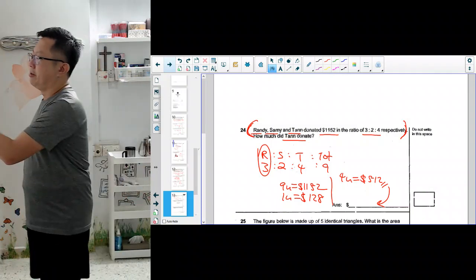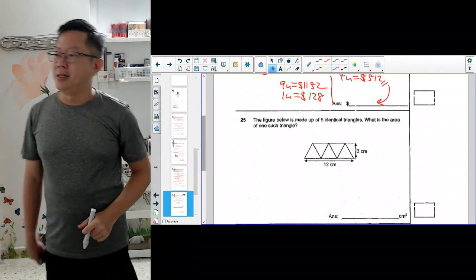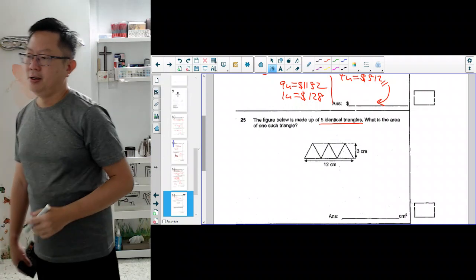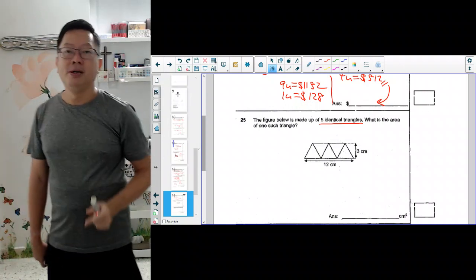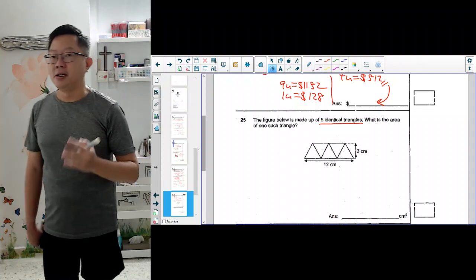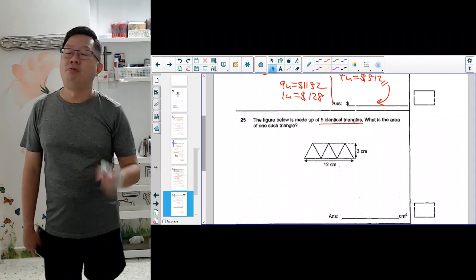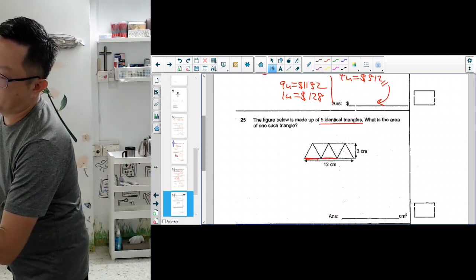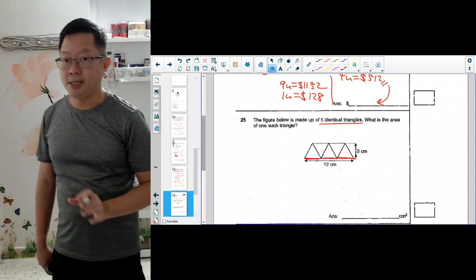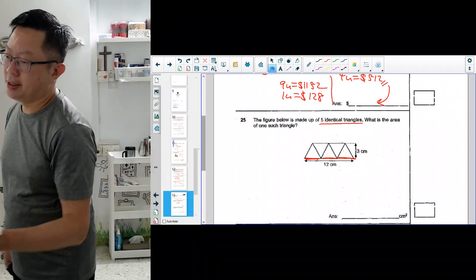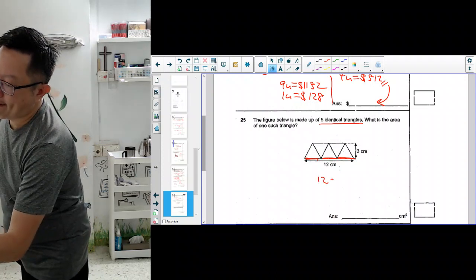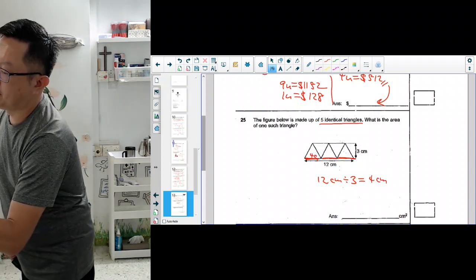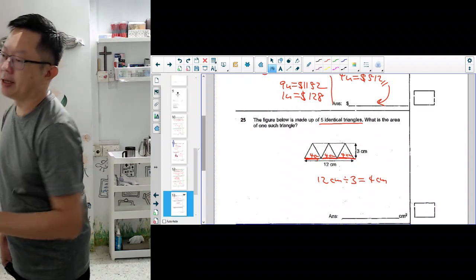Okay, so let's go to question 25. Triangles. Alright, so this figure is made of 5 identical triangles. So what's the area of one triangle? Okay, there's a method here. Now when you see identical shapes, identical triangles, then look for something equal. Like for example, this side and this side, they are equal. So the bases are equal. So what's the base of each triangle? You take 12 cm and you divide by 3 equal sides, and you get 4 cm. So the base of each triangle is 4 cm.